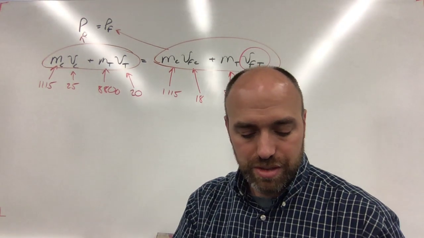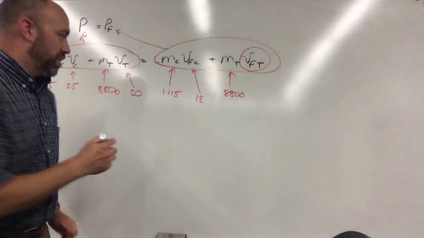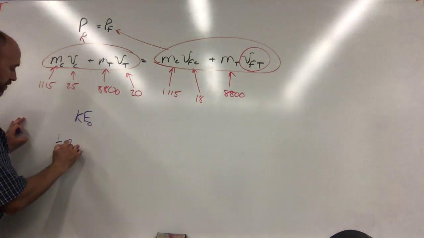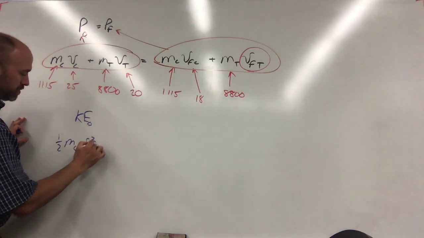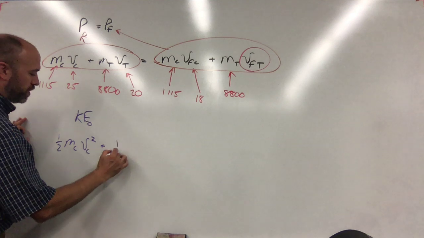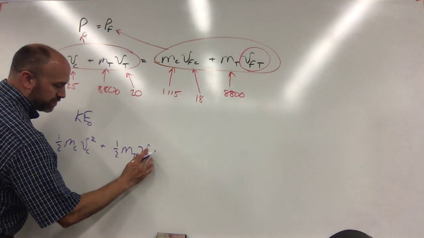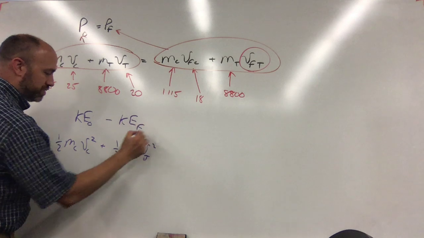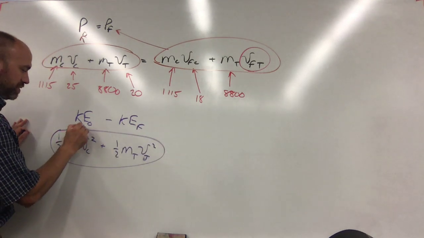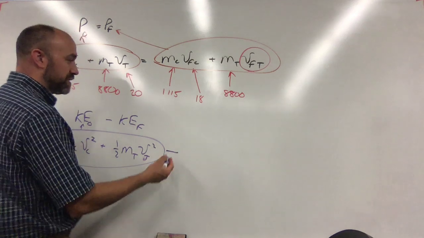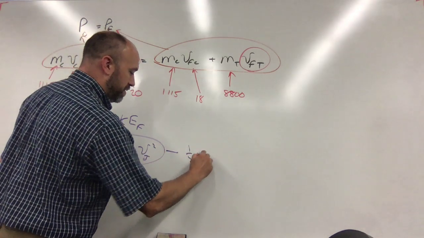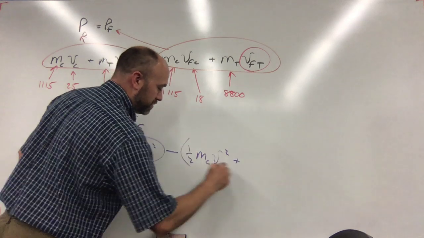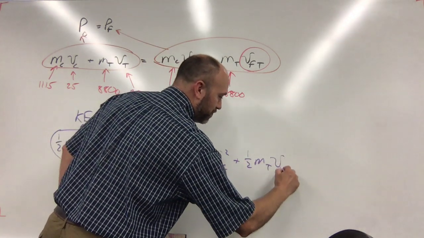For part B, I think you said it right, Amy, but I'm just going to write it up here anyway. To find the initial kinetic energy, we're going to do 1/2 mass of car times the speed of the car squared plus 1/2 mass of truck times speed of truck squared. And then we're going to subtract off the kinetic energy final. All this is kinetic energy initial. We subtract off the same equation, but with the final speeds: 1/2 mass car, final velocity of car squared, plus 1/2 mass truck, final velocity of truck squared.